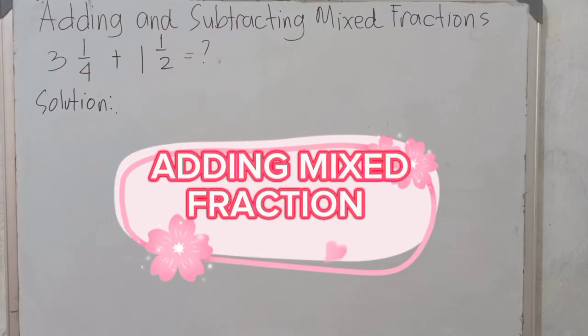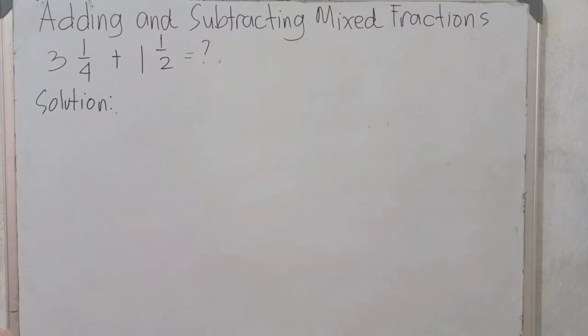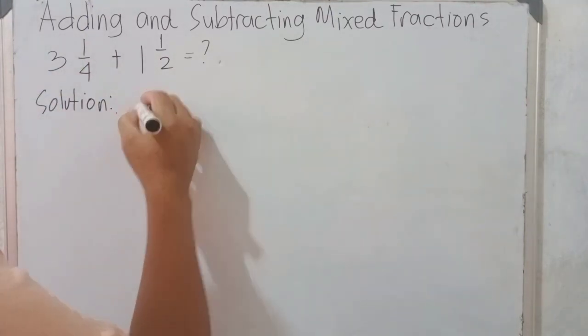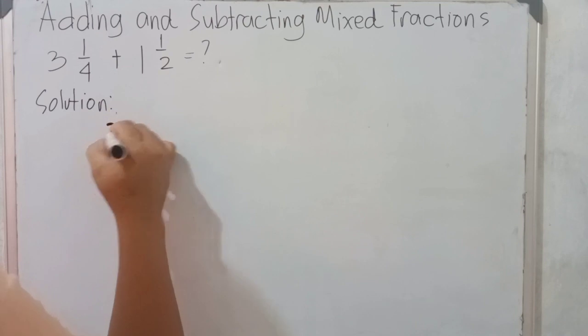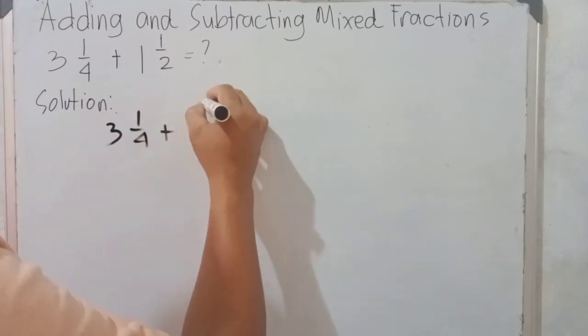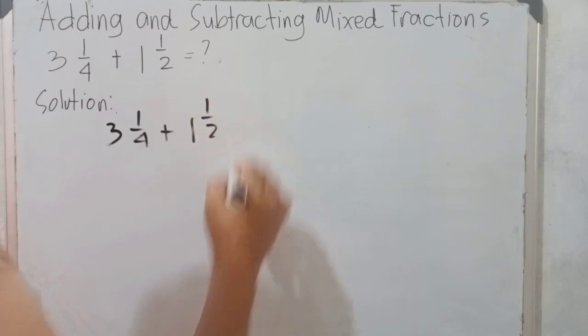Today's topic, guys, is about adding and subtracting mixed fractions. So, for example, 3 and 1/4 plus 1 and 1/2. What we will do is copy it again, guys. 3 and 1/4 plus 1 and 1/2.